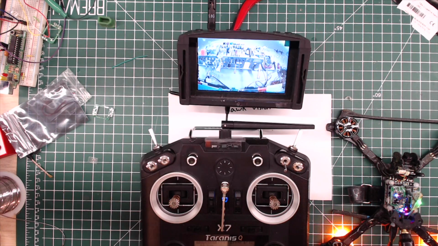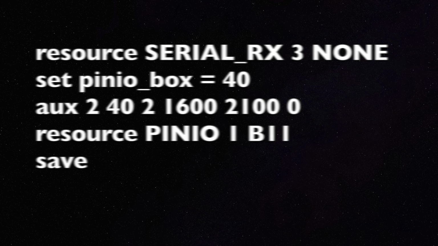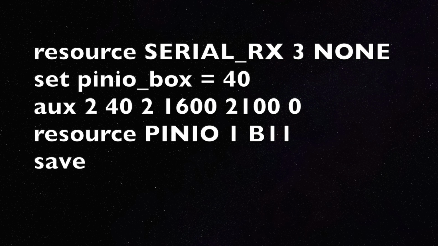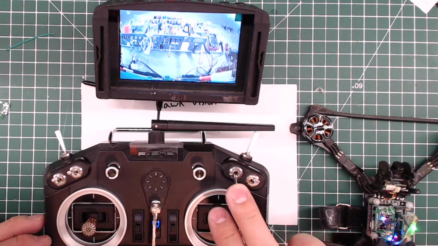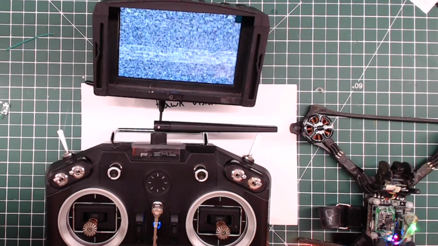Now, if you have the RealPits enabled model, you can go ahead and enter some of these commands. Once you've done that, you can then define which switch will toggle the video transmitter on and off. I have it set to this switch. And just like that, it powers off.